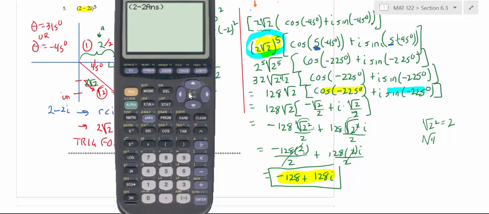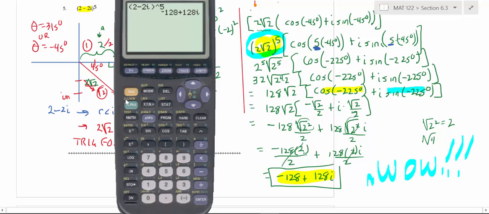Like that. What in the world am I doing? Okay, 2 minus 2i. So you go second to get the i to come out, and then raise to the 5th power. And look at that. We get the answer. Now that is just amazing, isn't it? So again, I know you're being wowed. I just think this stuff's amazing.